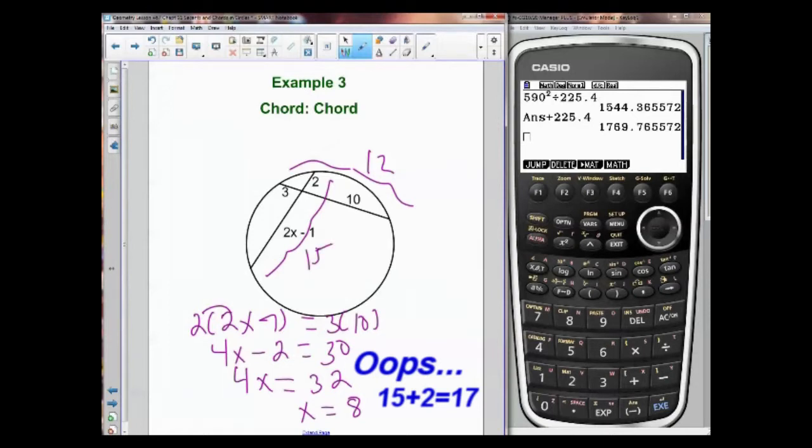Alrighty, that's pretty much it. I'll go ahead and produce the next one of the series, which I think is secant lines in circles. Alrighty.